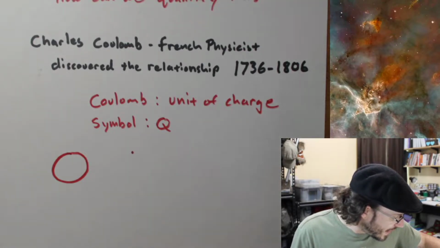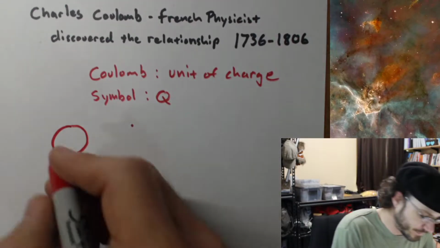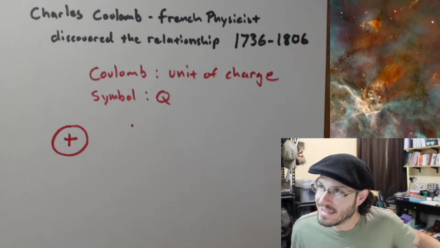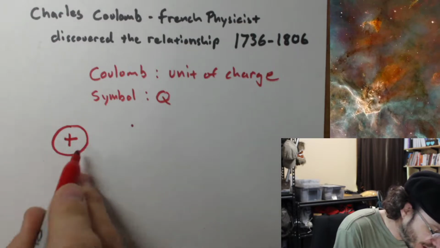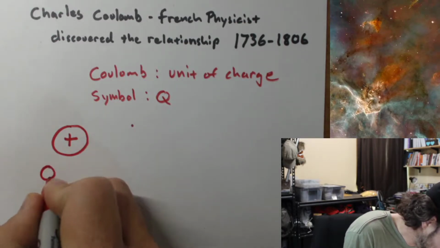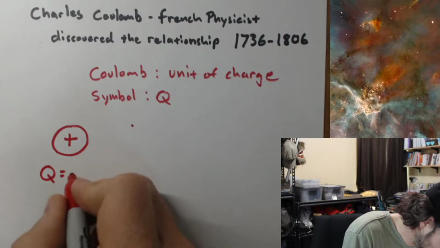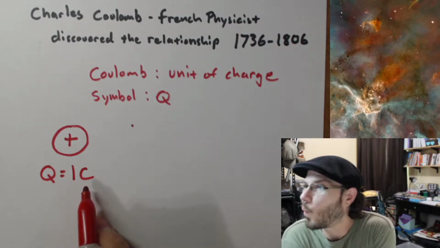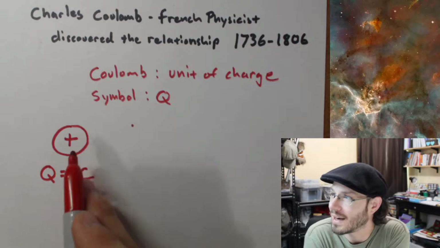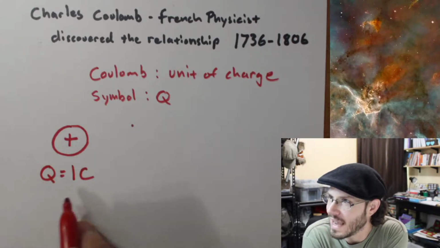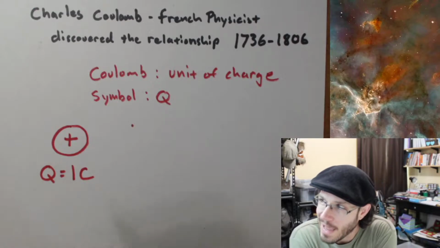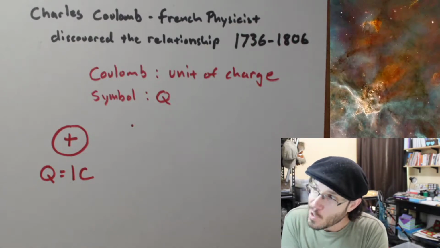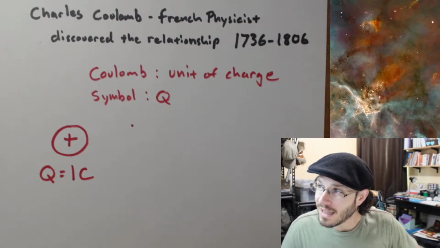Okay, so I can go ahead and take some body, and let's go ahead and say that this body is positive. And let's say that this charge is Q equals, we'll go ahead and do 1C. Okay, so 1 Coulomb of charge on this body. Okay, what exactly does this mean? Well, what is 1 Coulomb? A Coulomb is represented by giving or taking away some finite number of electrons.